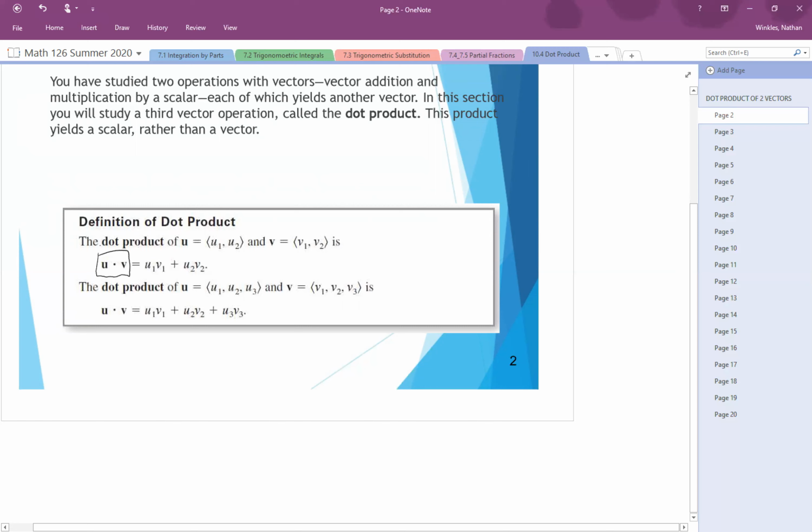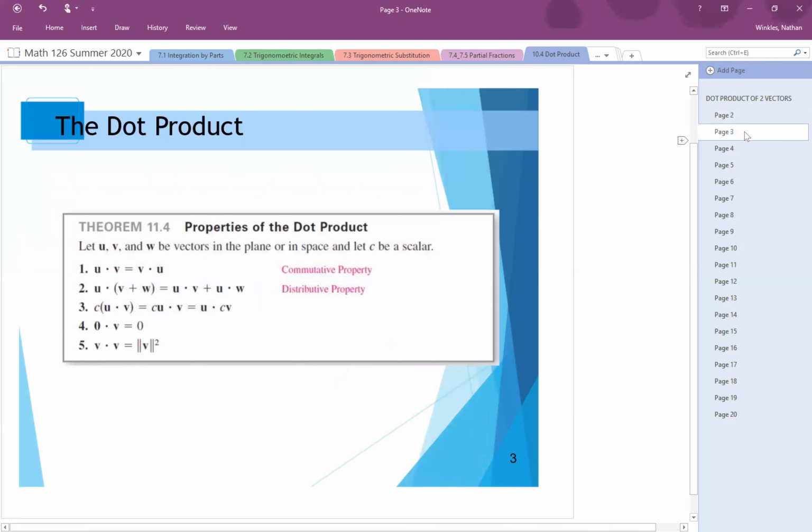If we had three-dimensional vectors, so u equals u1, u2, u3, and v equals v1, v2, v3, then the dot product u dot v would be u1 v1 plus u2 v2 plus u3 v3. In terms of dot product, it really doesn't get much more complicated than that. We can find angles between them using alternate methods, but all in all, it's pretty straightforward and easy.